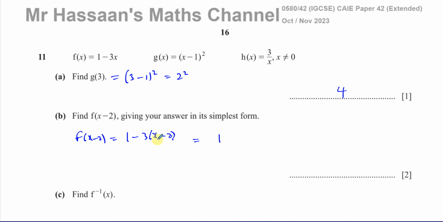Now be careful, this is minus 3 times x, which is minus 3x. And don't forget, it's minus 3 times minus 2, which is plus 6. So you're left with 1 plus 6, which is 7, minus 3x. And there's the answer for part B.